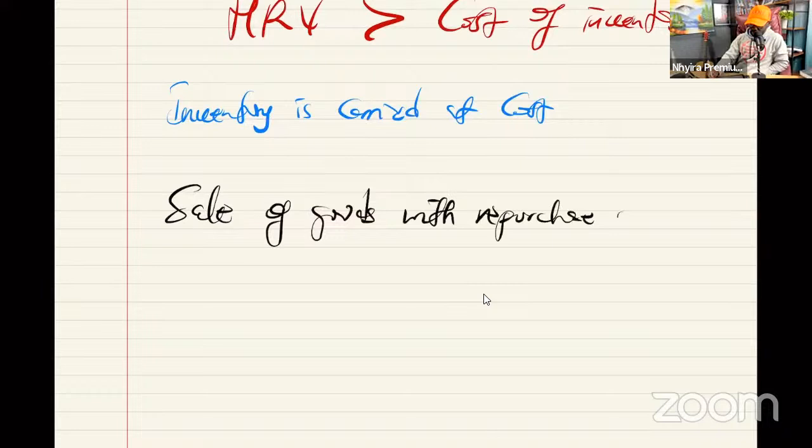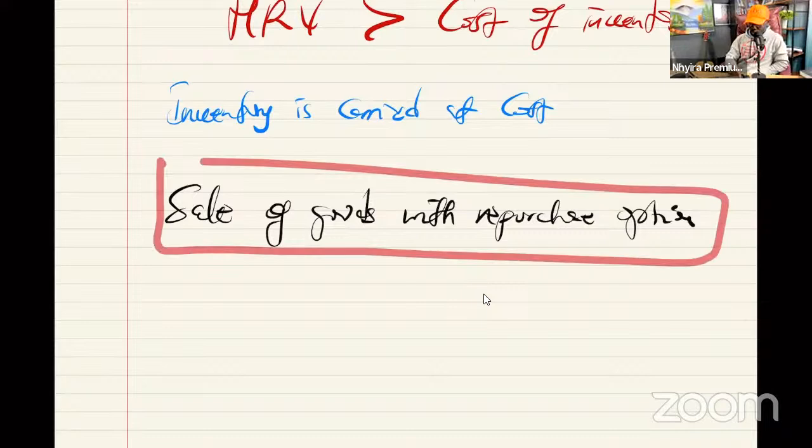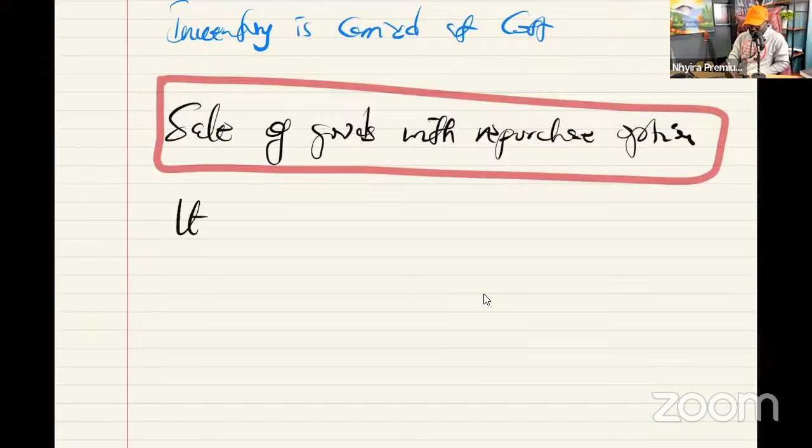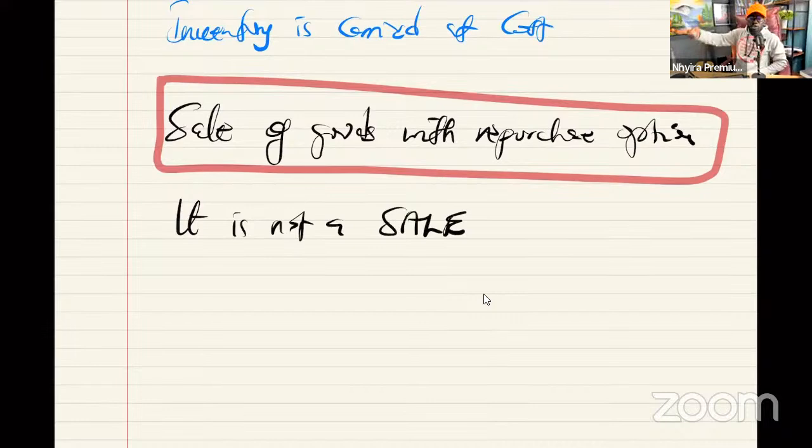This is a financial instrument. The reason is that with this transaction, it is not a sale. It is not a sale because we have an option to buy it back. So if it is not a sale, what is it? It is a financial arrangement, and the inventory is being used as a collateral facility.